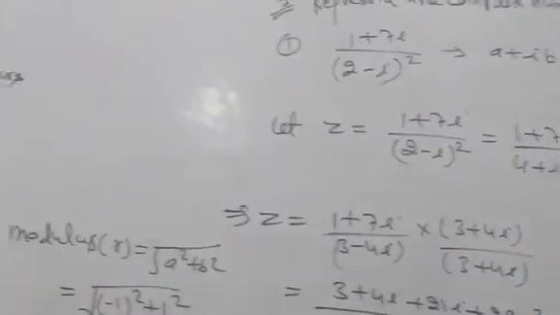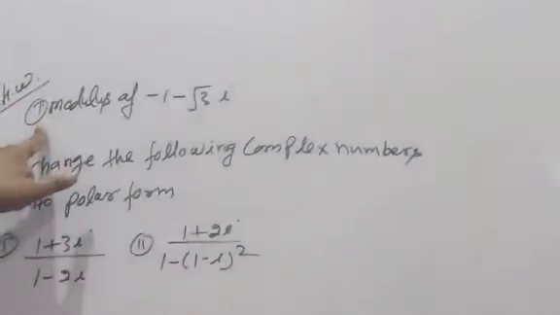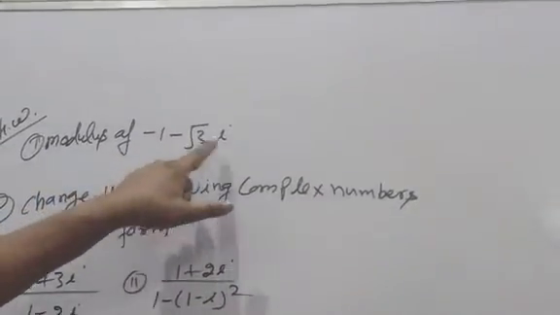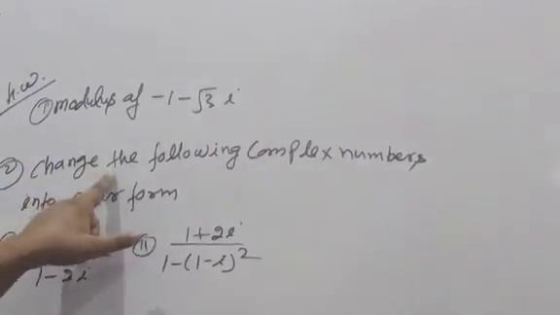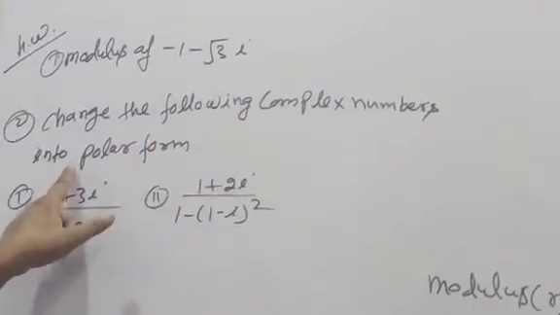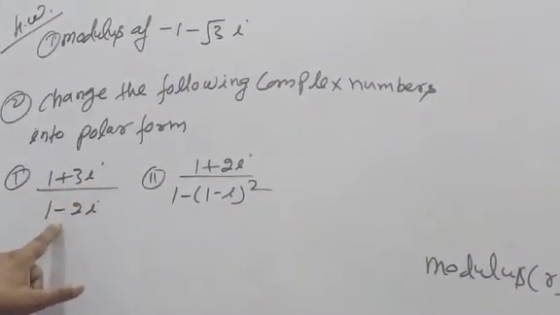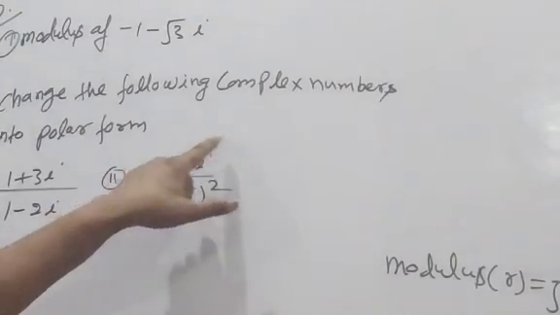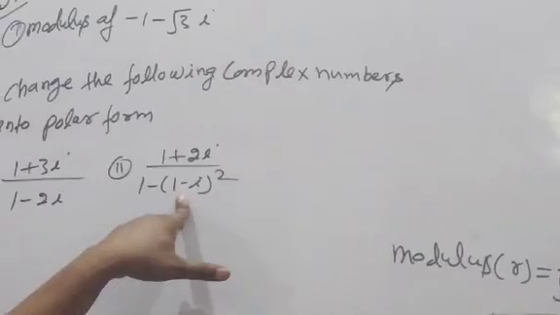Now see the homework questions. In the first question, find the modulus of minus 1 minus under root 3i. Second question, change the following complex numbers into polar form. First is 1 plus 3i upon 1 minus 2i. Second is 1 plus 2i upon 1 minus, in brackets, 1 minus i whole square.